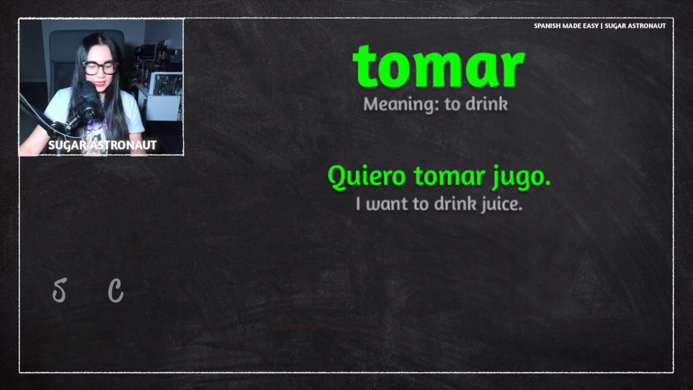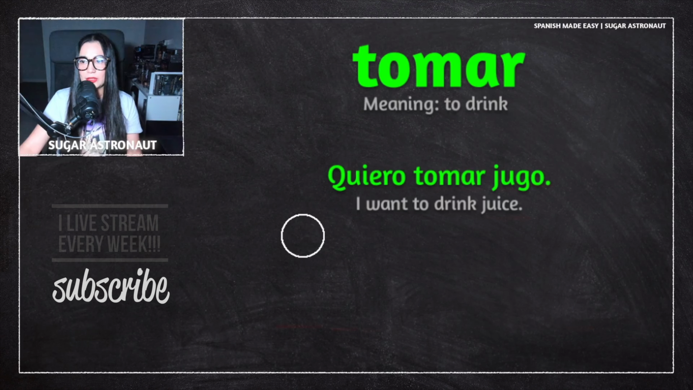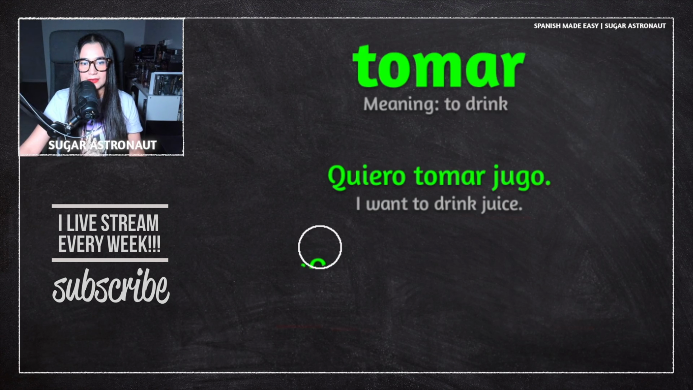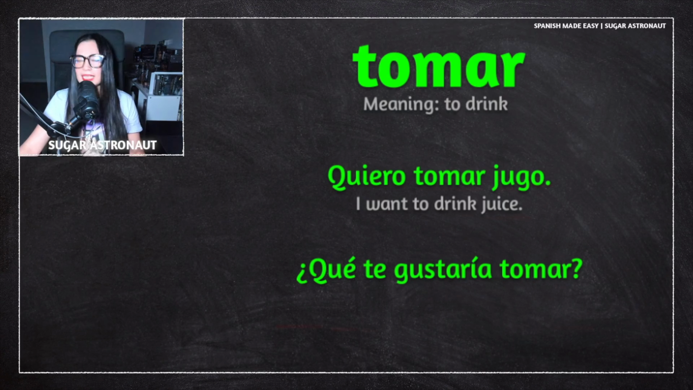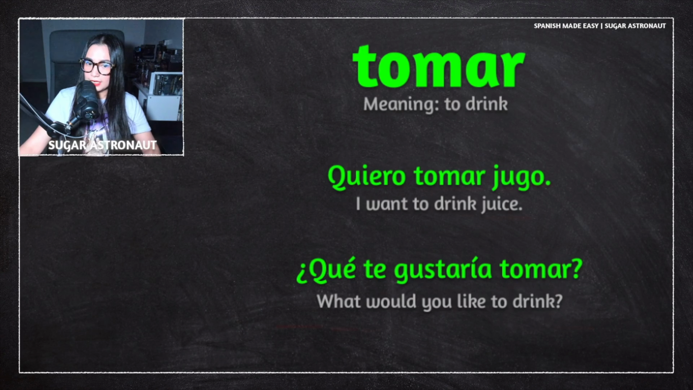Excellent. So let's look at another example using tomar, when it means to drink. ¿Qué te gustaría tomar? This means, what would you like to drink? ¿Qué te gustaría tomar? What would you like to drink? Okay, so this is informal, by the way. You can ask this to your friends, or maybe to your family, what would you like to drink, to one person, by the way.